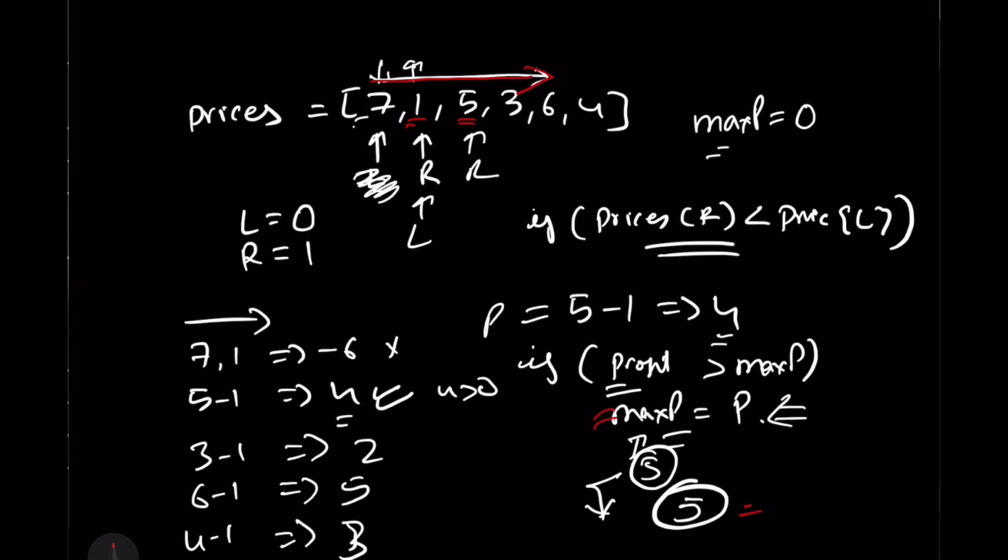The time complexity of this algorithm is O(n), because we need to traverse the whole array once, and the space complexity of this algorithm is O(1). So let's see how we can implement this algorithm in JavaScript.